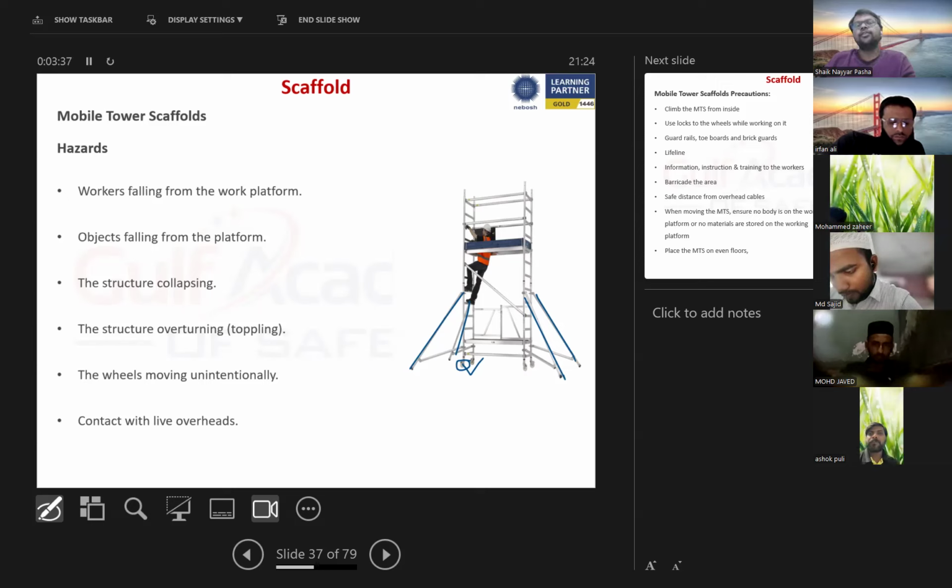Or when you are moving and somebody is on the working platform or some materials are stored on the working platform, the people or materials could fall down. Or if you do not have brakes properly on this, while working, the scaffolding could move, resulting in people falling from it. Okay. So these are some of the risks or hazards associated with mobile tower scaffolding.